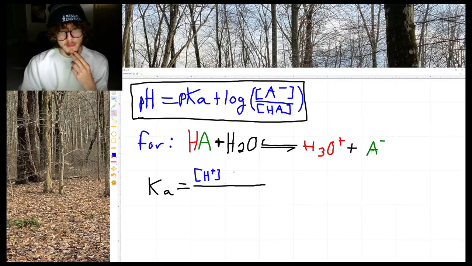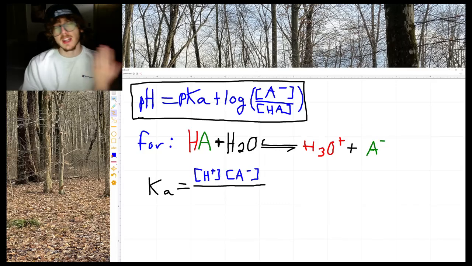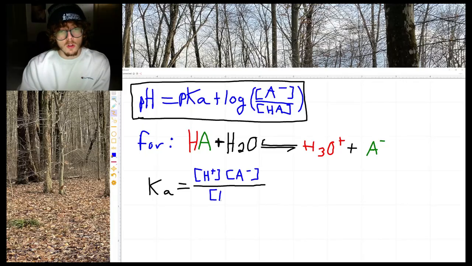And then let's look at A minus here. So we have A minus, and this is going to be the top, the conjugate base and the hydrogen ion concentration. And we're going to put all that over the concentration of our acid.